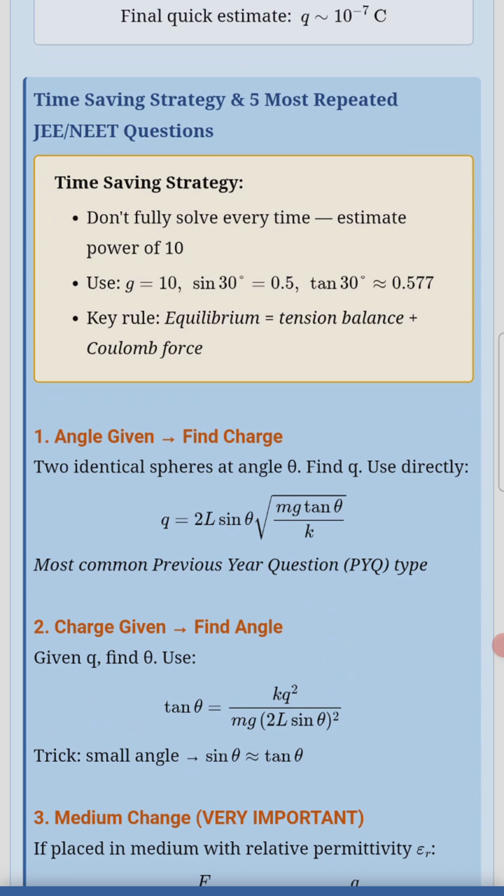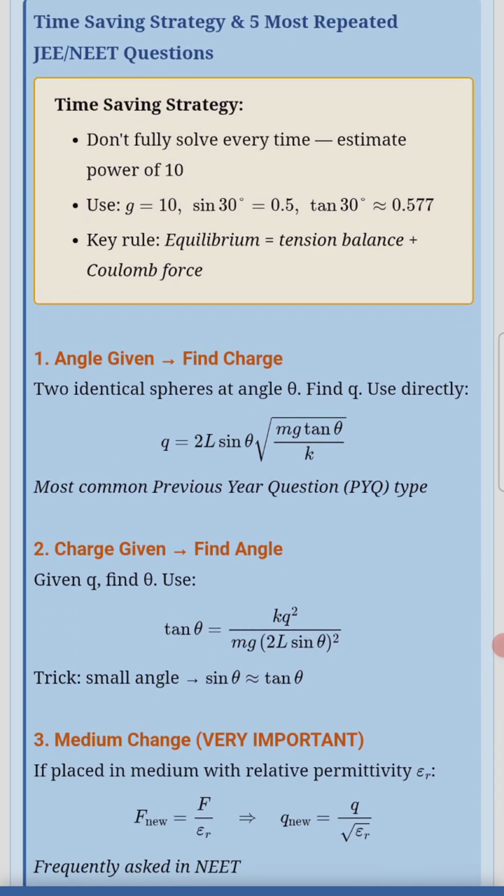Type 2. Charge given, find angle. Use tan theta equals k q squared over mg times 2L sine theta all squared. For small angles use sine theta approximately tan theta. Type 3. Medium change, very important for NEET. If placed in a medium of relative permittivity epsilon r, F prime equals F divided by epsilon r. Therefore q prime equals q divided by square root of epsilon r.